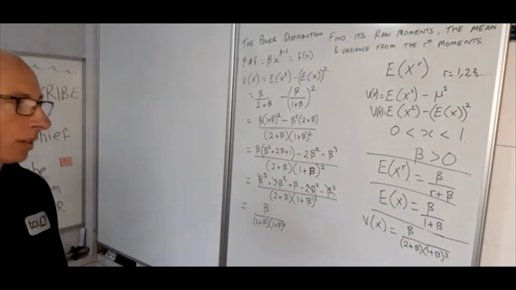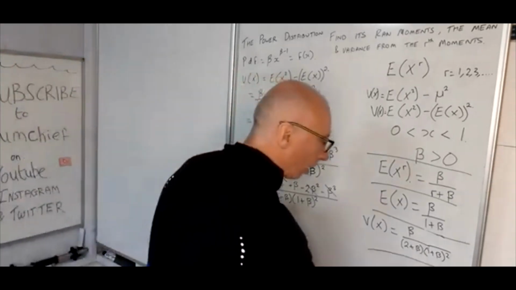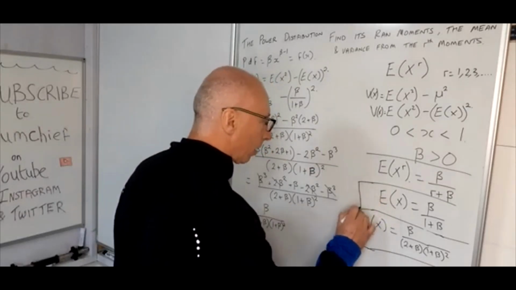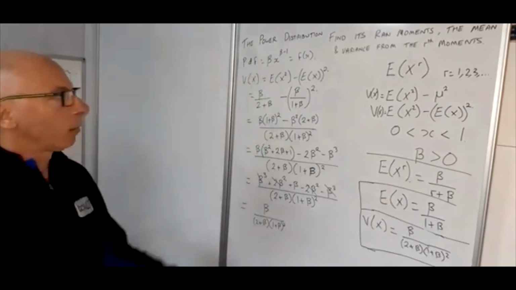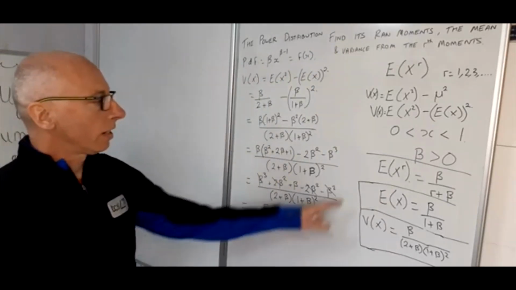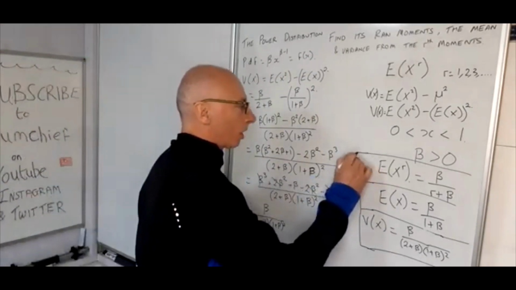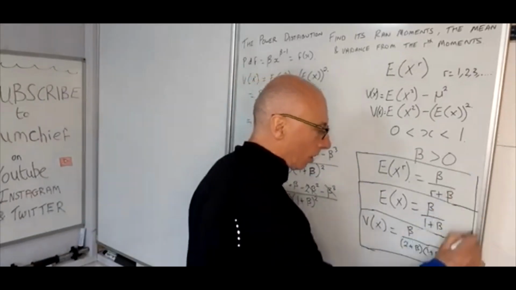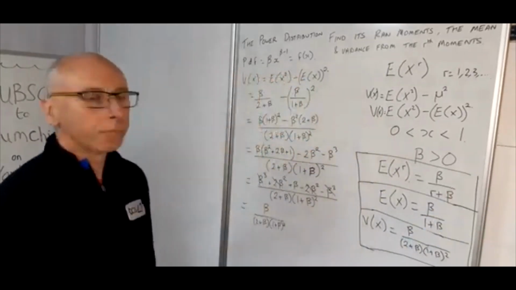Okay, and that's our variance using a calculation from our raw moments. So that's our variance, and then that's our expected value. That was the original question, and this is our raw moment calculation. So that gives the answer to our original question. Okay.